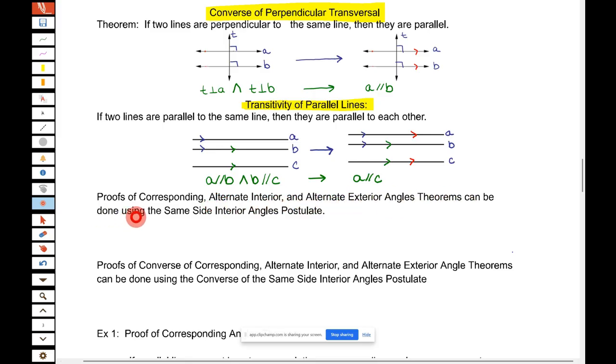All right, so as I said earlier, the proofs of the corresponding, alternate interior and alternate exterior angles theorems can be done using the same-side interior angles postulate. The proofs of the converse ones can be done using the converse of the same-side interior angles postulate.